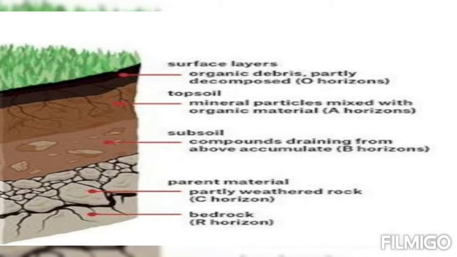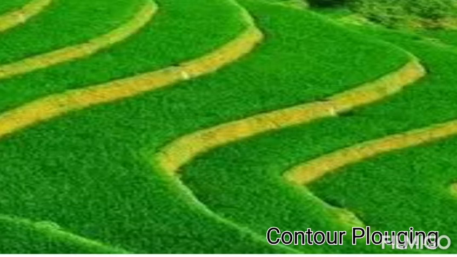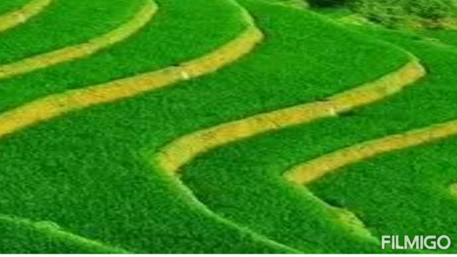Now let's discuss various methods of soil conservation. Of course, soil is very important and we need to conserve soil. So there are various methods of soil conservation. The first one that you can see on your screen is contour plowing. Here the barriers are made in the form of contour lines, and it retards, decelerates, or slows down the flow of water. And when the flow of water is slowed down, then soil erosion is prevented.